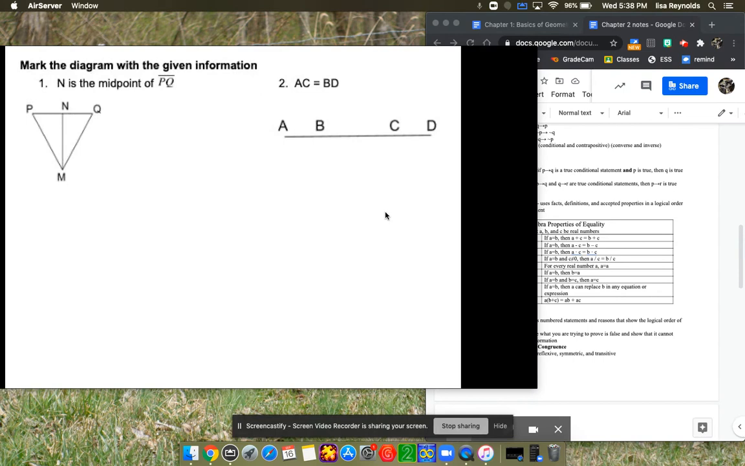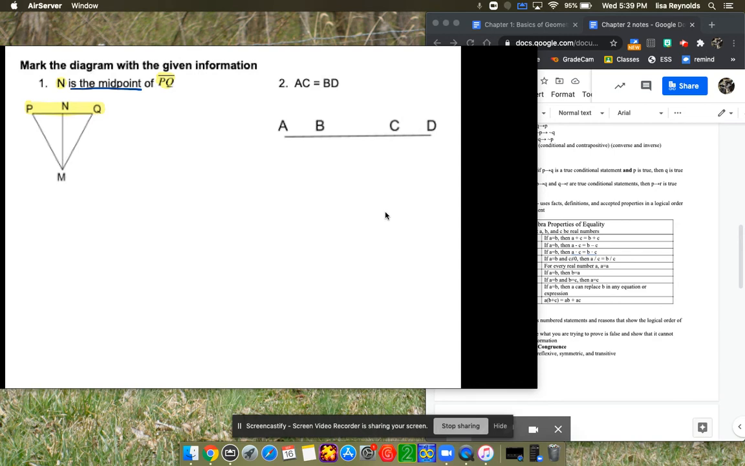So here is our first example. As we're doing proofs, it's very important that you mark diagrams as you're going. So we need to understand how and why we're marking diagrams. This very first question tells us that N is the midpoint of segment PQ. So in my diagram, N and segment PQ are the information here at the top of this picture.